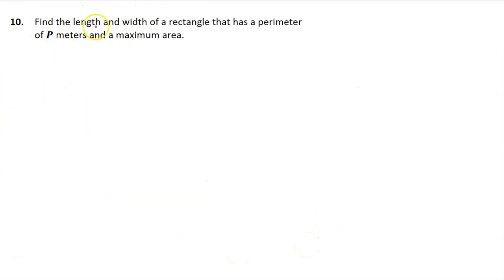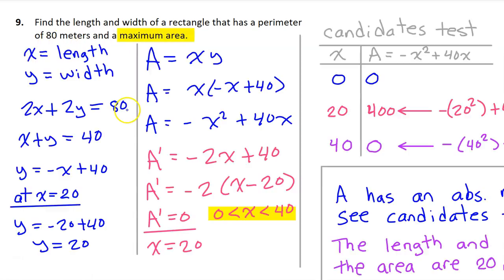Number 10. Find the length and width of a rectangle that has perimeter of P meters and a maximum area. So this is the same as the previous problem, just a little bit more abstract. The last time they told us that the perimeter was 80, so we put an 80 right here. This time they're saying that the perimeter is P. So we are going to just treat P as a constant and put it right here.